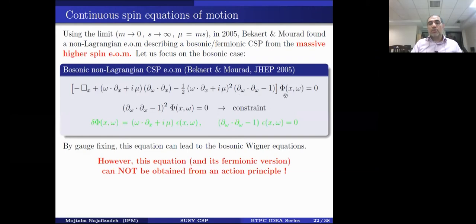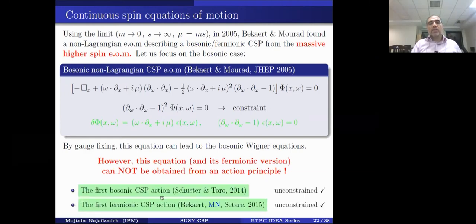Another choice is to apply a field redefinition. By applying a field redefinition, you can get d omega dot d omega on phi equals 0. Indeed, you should use a field redefinition to omit this -1. Then that equation will be very complicated, but it can be obtained from an action, which is known as Metsayev action for continuous spin particle.